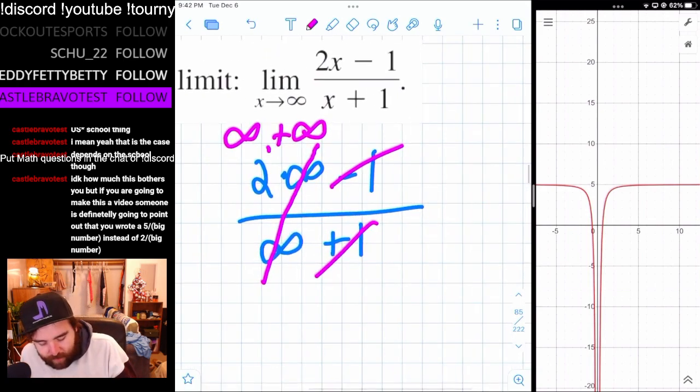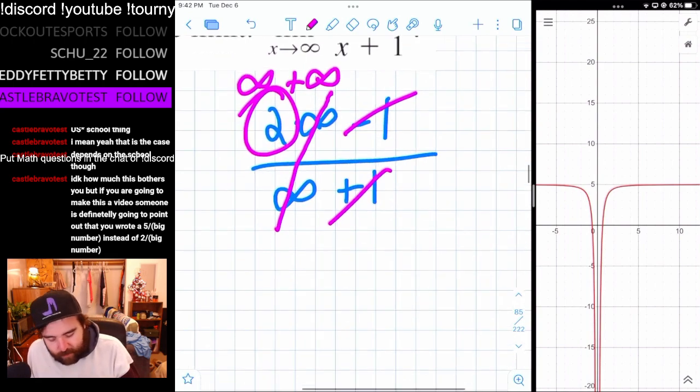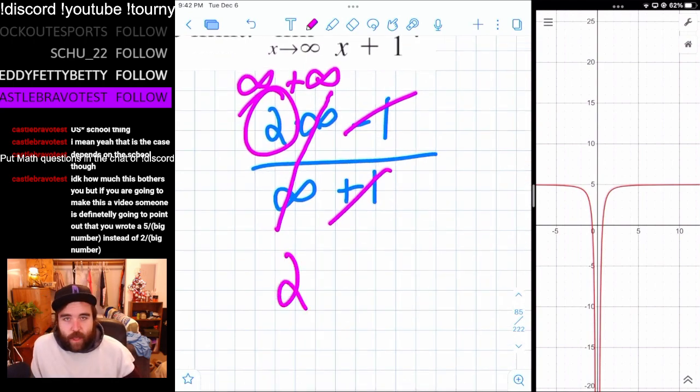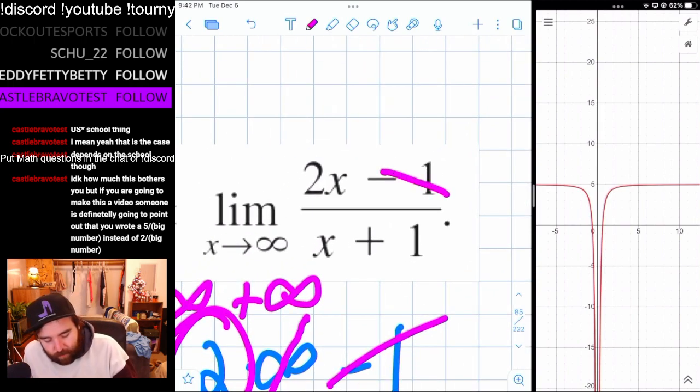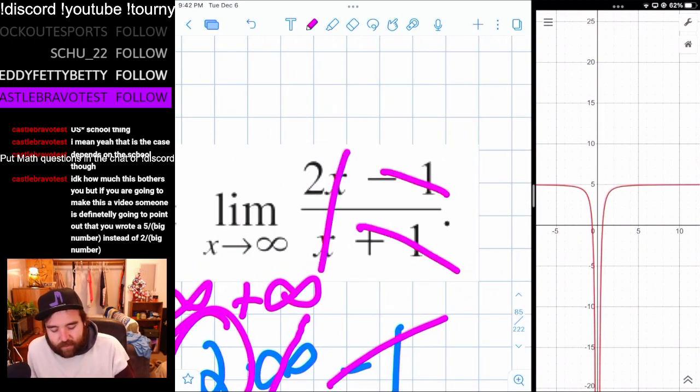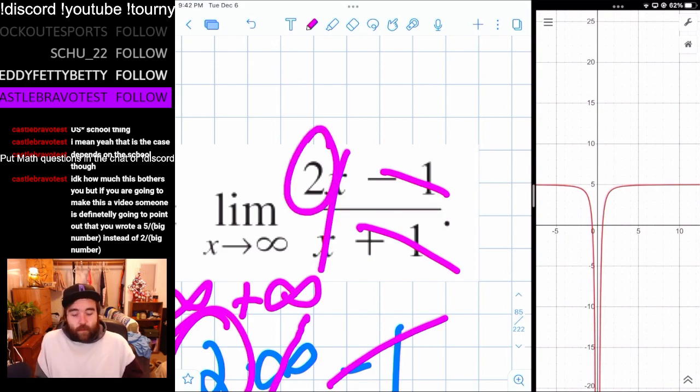And look at that. What are we left with now? We're left with 2. So the answer is just 2. And we can see that really quickly if we just look at this and we're like, oh, well, these don't matter. 2x over x, the x's cancel. All you're left with is 2. And of course, remember, they only don't matter when it's infinity.